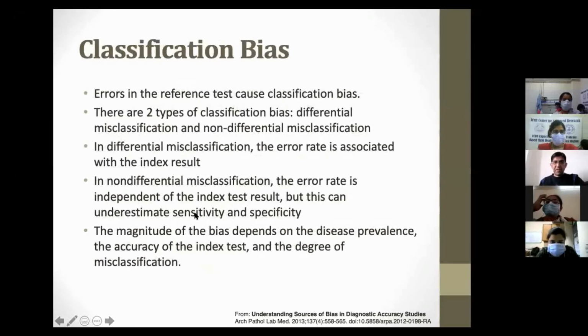Then there's a classification bias. So that is, error in the reference test causes classification bias. So these could be of two types: differential misclassification and non-differential misclassification. So in differential misclassification, the error is associated with index test result. And in non-differential misclassification, the error is independent of the index test result, but this can underestimate the sensitivity and specificity.